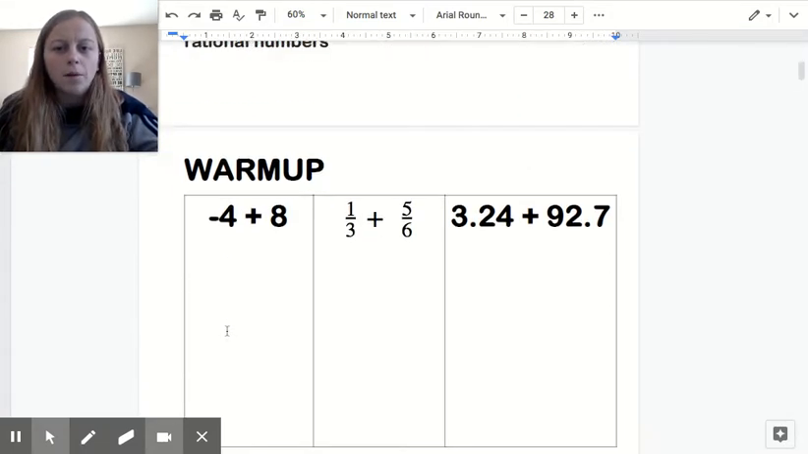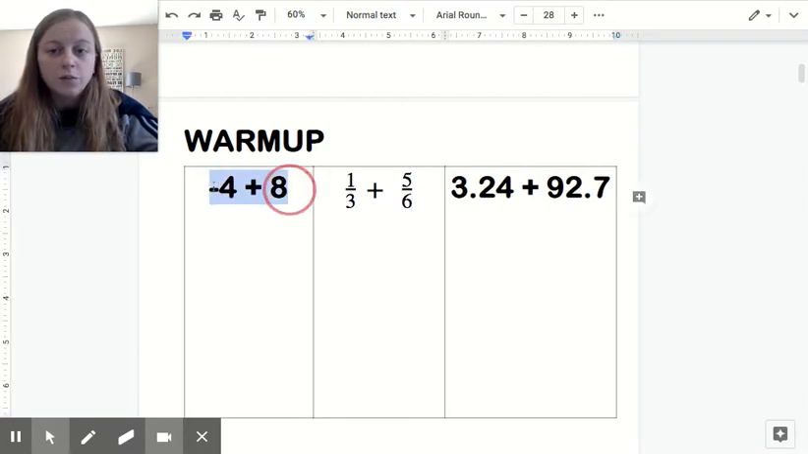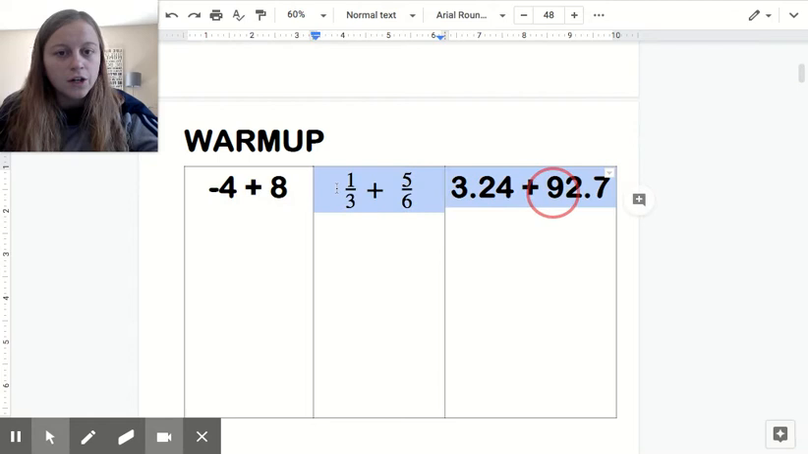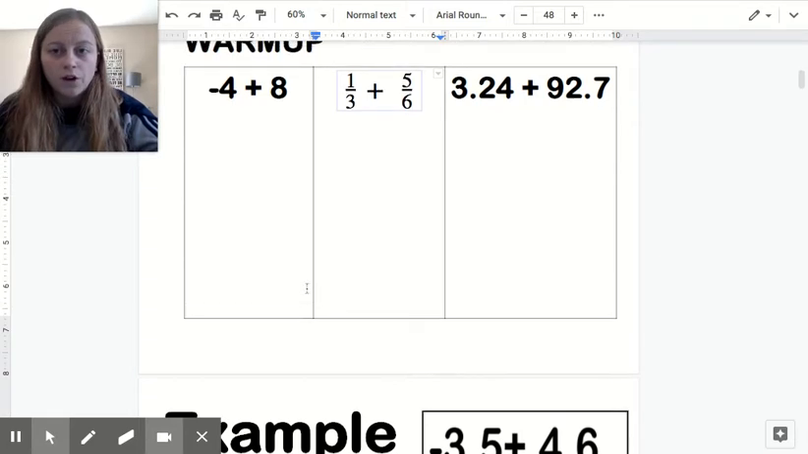So this was your warm-up problems. There were 3 different ones, all of which are review. This first one here was review from chapter 1. And these other 2 over here are review from 5th grade. So let's go ahead and go over these guys.